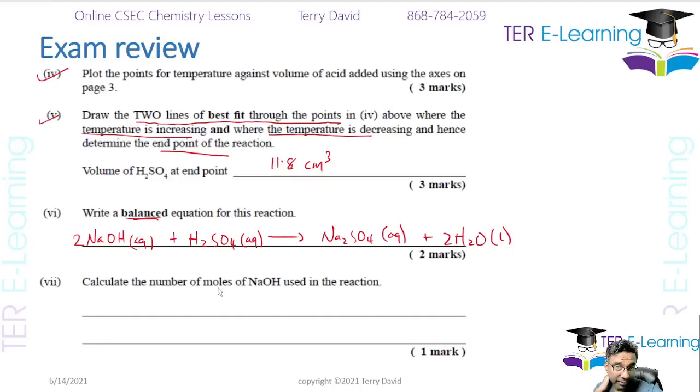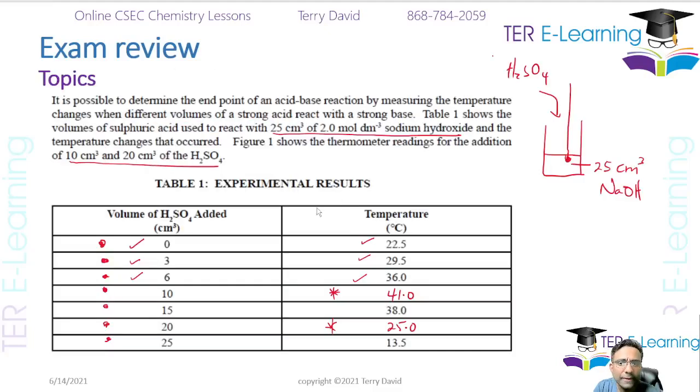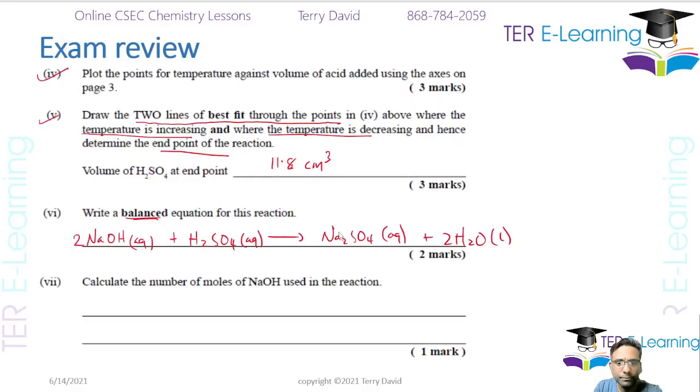Next thing they want now is the number of moles of sodium hydroxide used in this reaction. Let's go back here. I can't remember what they said about the sodium hydroxide. Okay, so this information pertains to the sodium hydroxide. It's 2 mole per dm cube and it's 25 cm cube we use. And we want to figure out how many moles we use.